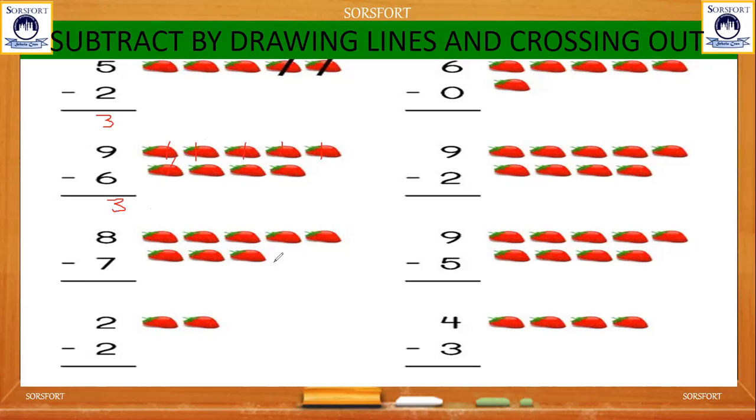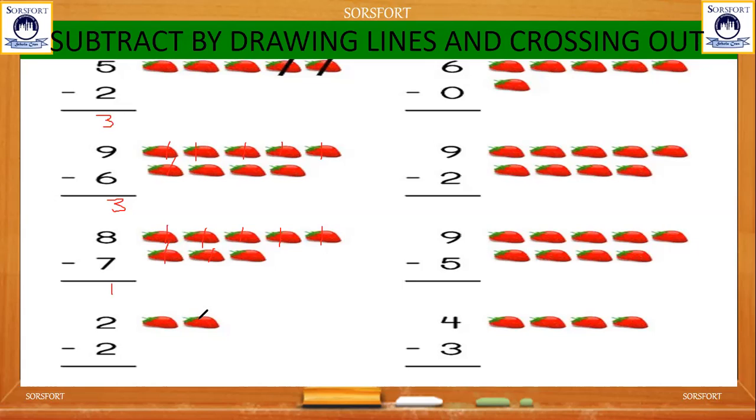Here 8 strawberries are there. We have to subtract minus 7. 7, we have to draw the lines. 1, 2, 3, 4, 5, 6, 7. Okay, how many are left over? 1.